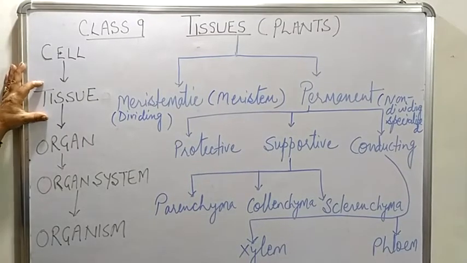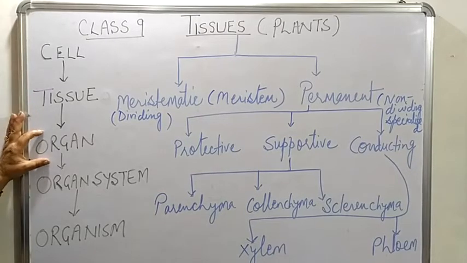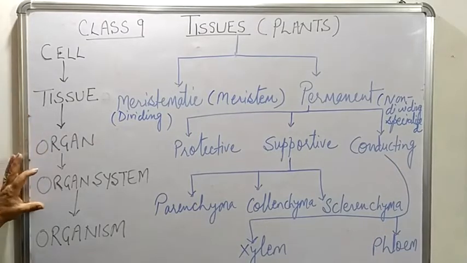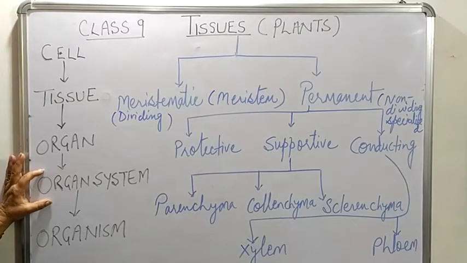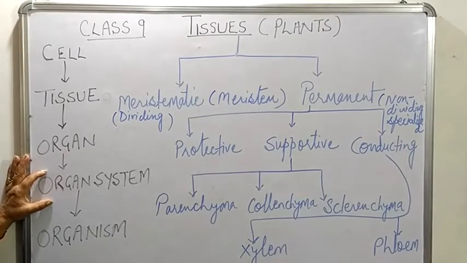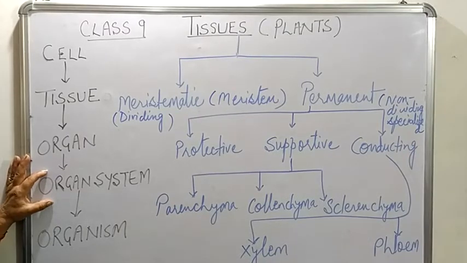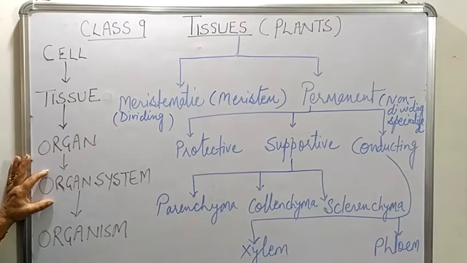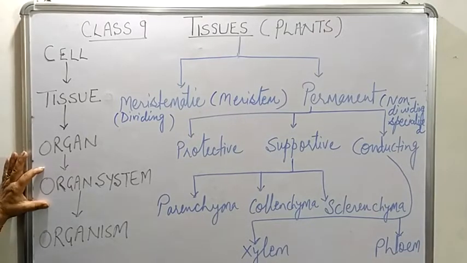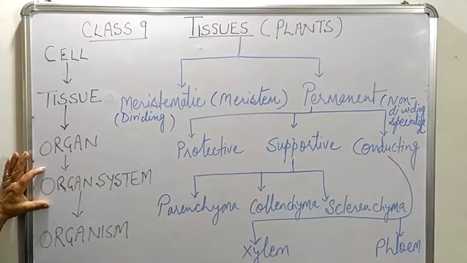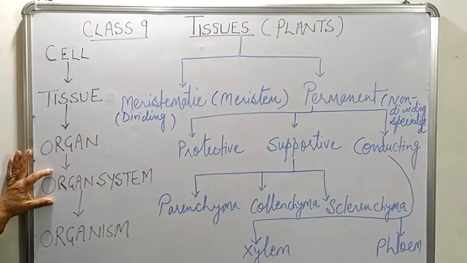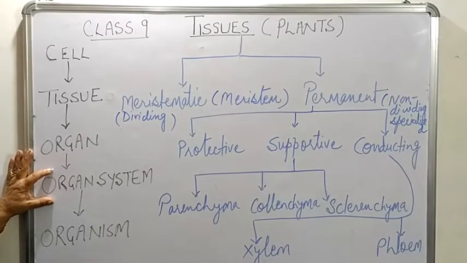Many tissues, that means a group of tissues, work together and form an organ. Many organs form an organ system. You know, in animals there are many organ systems like the digestive system, circulatory system, nervous system, respiratory system and so on. But in plants there are only two systems. One is the root system and the other is the shoot system. So plants have only two systems: the underground root system and the shoot system, which is above the ground.